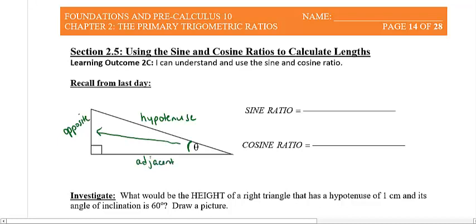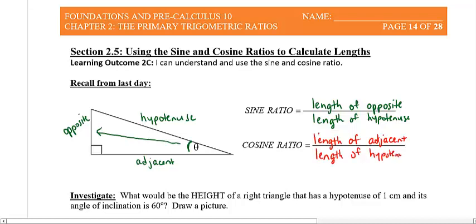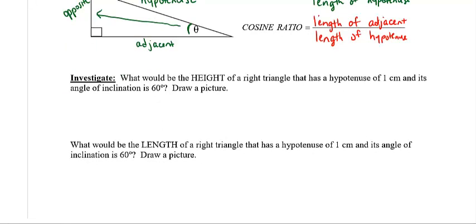And from last day, the sine ratio was equal to the length of the opposite divided by the length of the hypotenuse. And similarly, the cosine ratio is the length of the adjacent side divided by the length of the hypotenuse. So we're going to use these ratios again today. This time I want to investigate how we can use them to find the length of sides.